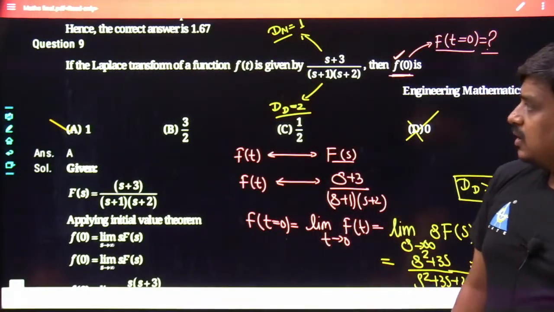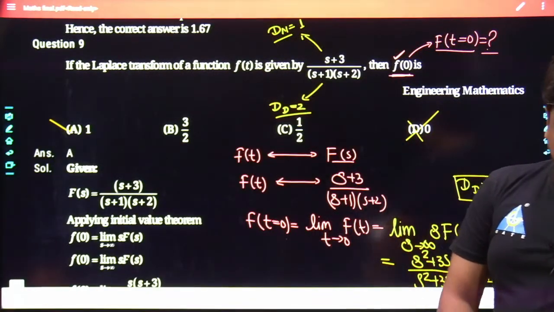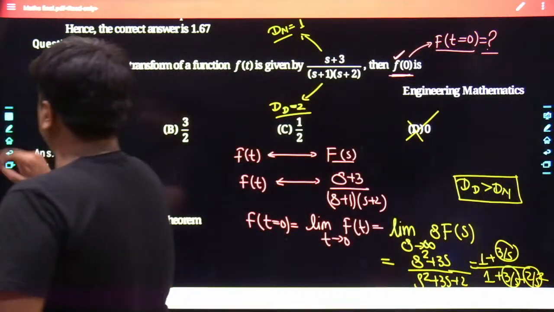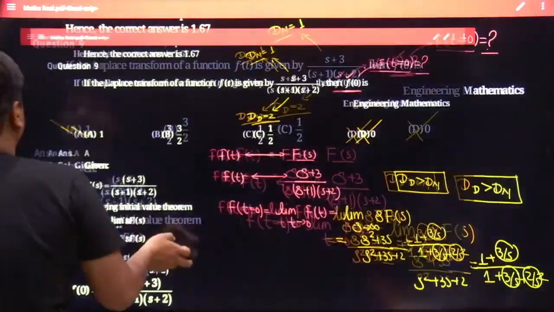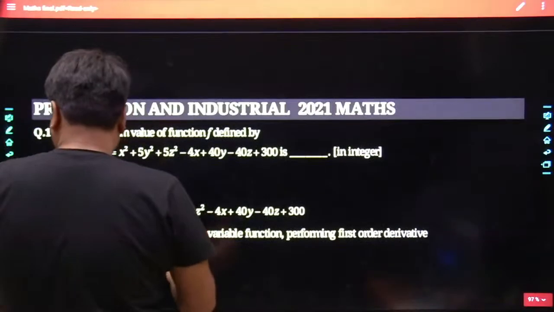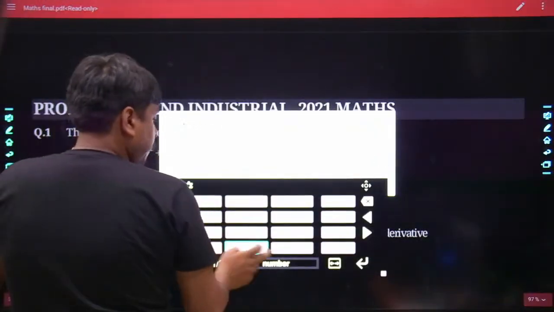Anyways, let me move forward into the next question. We are going to take the next question from page number 40. Let me go forward. Page 40. Yes.